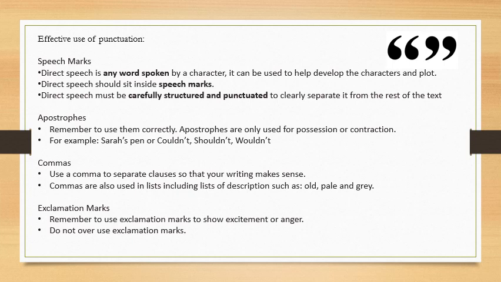The other type of punctuation we need to use effectively is apostrophes. So remember to use them correctly. Apostrophes are only used for possession or contraction. So for example, when you're talking about something belonging to someone, so that's Sarah's pen, or as a contraction, so if you remember, the word couldn't would actually be could not, shouldn't would be should not, and wouldn't would be would not. But you put an apostrophe in there, so it becomes a contraction and it becomes couldn't, shouldn't, wouldn't.